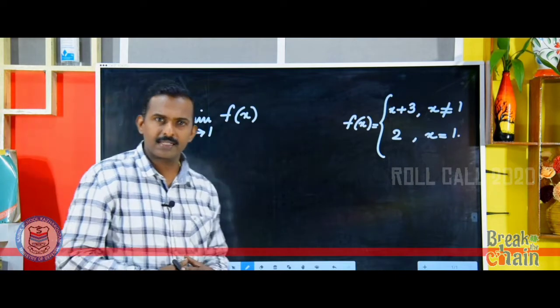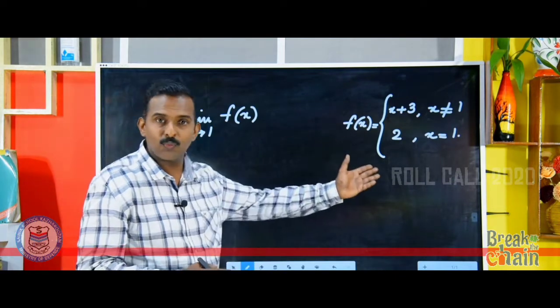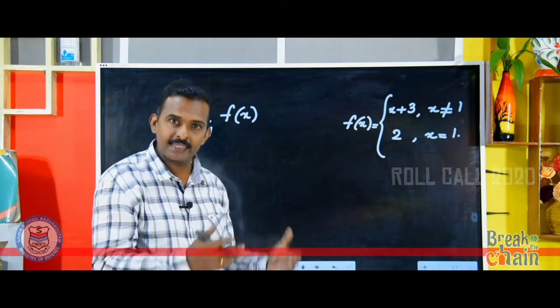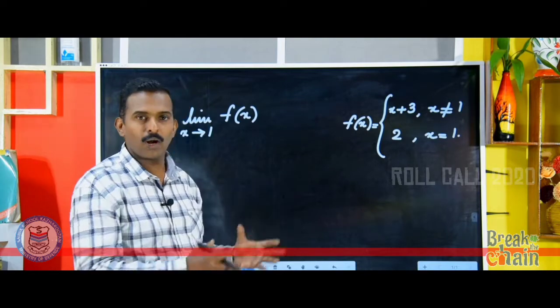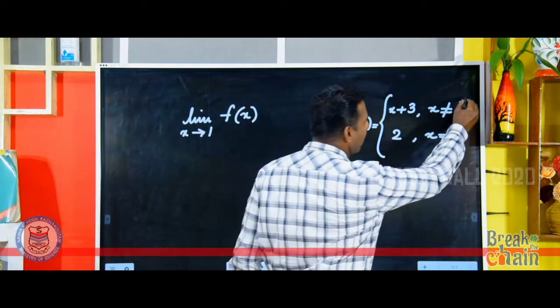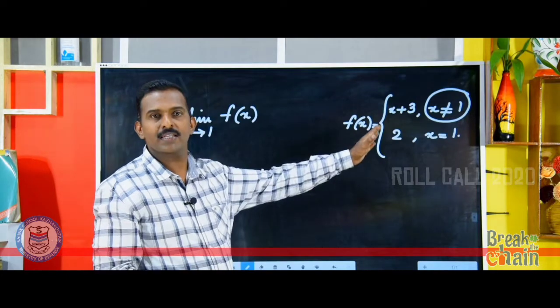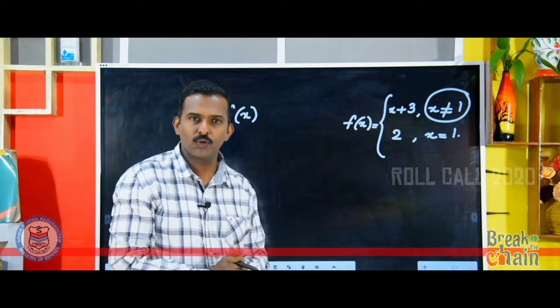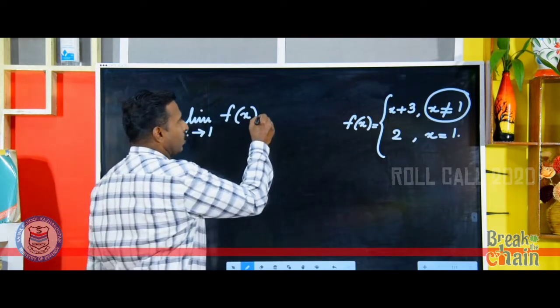Now, are LHL and RHL required? No, because LHL at 1 is 1 minus, less than 1. RHL at 1 is 1 plus, greater than 1. But both less than 1 and greater than 1 fall at x not equal to 1. Therefore, there is no need of LHL, RHL. Only direct limit calculation. Therefore, next step.